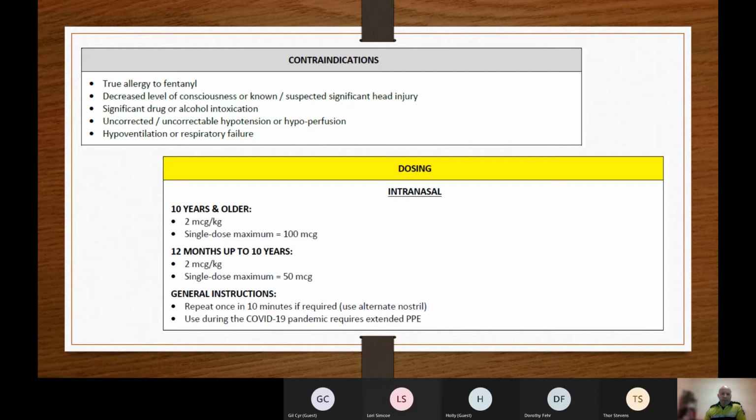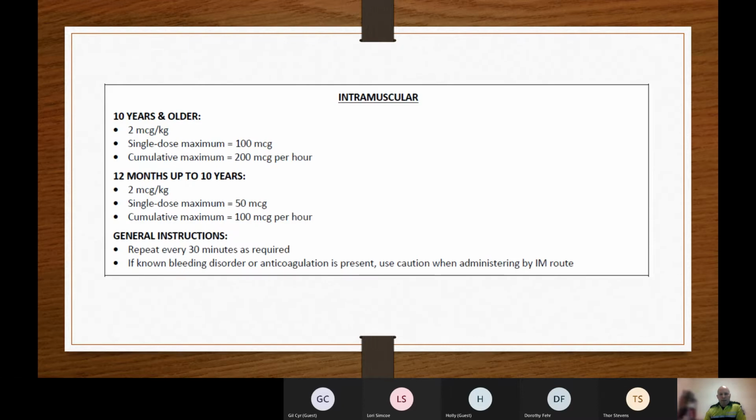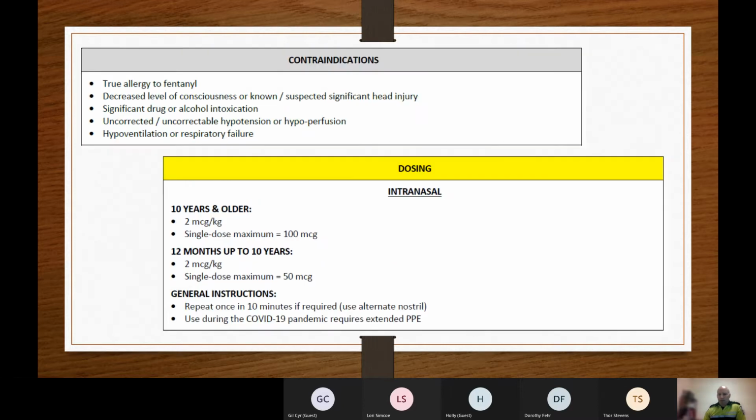So intranasal dosing, so again, it says in the general instructions, before you give this, you need to put on your extended PPE. It's 2 mics per kilogram, single max dose 100 micrograms. If it's 12 months to 10 years, 2 micrograms per kilogram, single max dose 50 mics. And the big thing is, like it said in the notes there, when you give your intranasal, spread the dose between both nostrils to assist with just absorption of the med. So give half the med through one nostril, half the med through the other nostril.